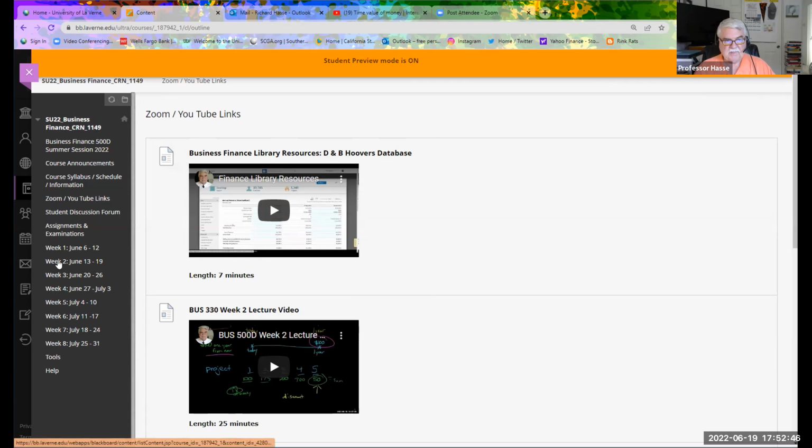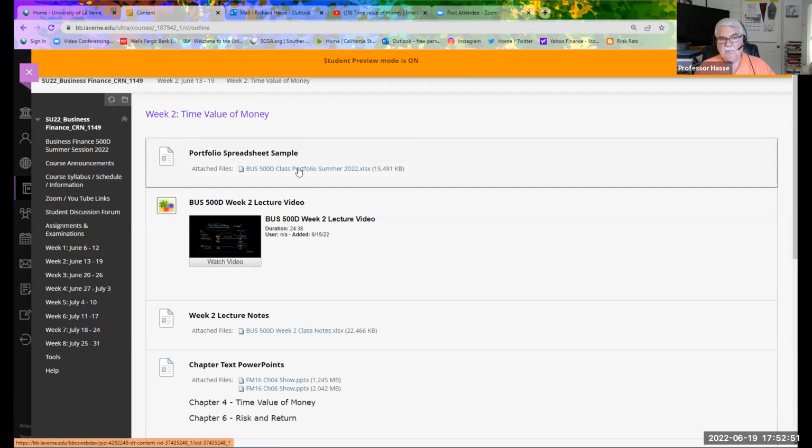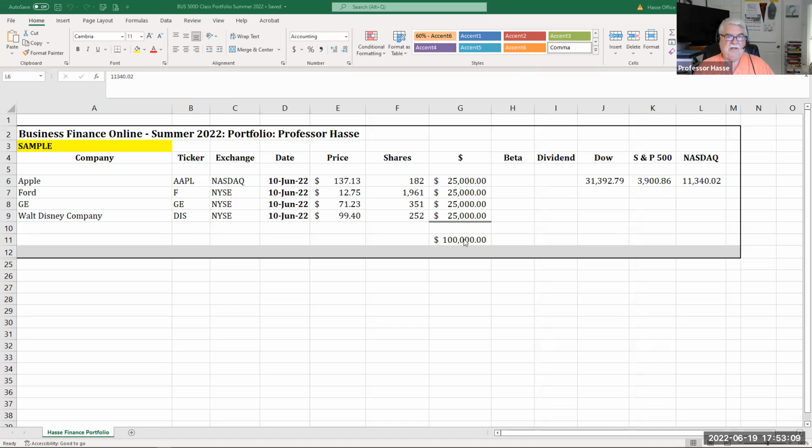In addition to that, in the week 2 file folder, you'll see a sample of my portfolio. Just to make sure we're all on the same page about the format, here's that spreadsheet. Notice I have everything totaling $100,000. Then in the share column, I take the stock price and divide it into the investment to get the number of shares. The actual number looks like this, but as I ask to round to the nearest whole dollar, and there we go.